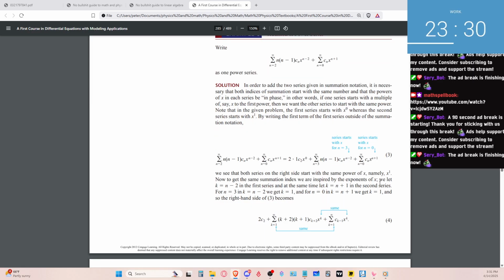Okay, now we see that both series on the right side start with the same power of x, namely x^1. Now to get the same summation index, inspired by the exponents of x, we let k equal n minus 2 in the first series, and at the same time let k equal n plus 1 for the second series. For n equal to 3, k equals n minus 2, and we get k equals 1.